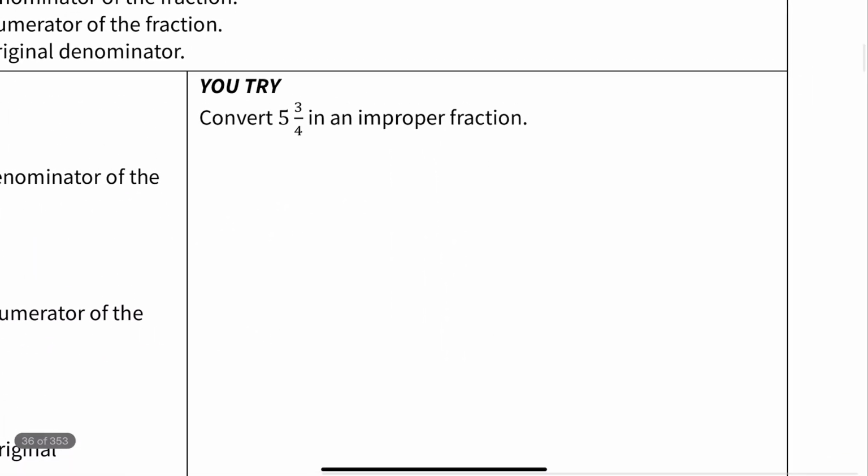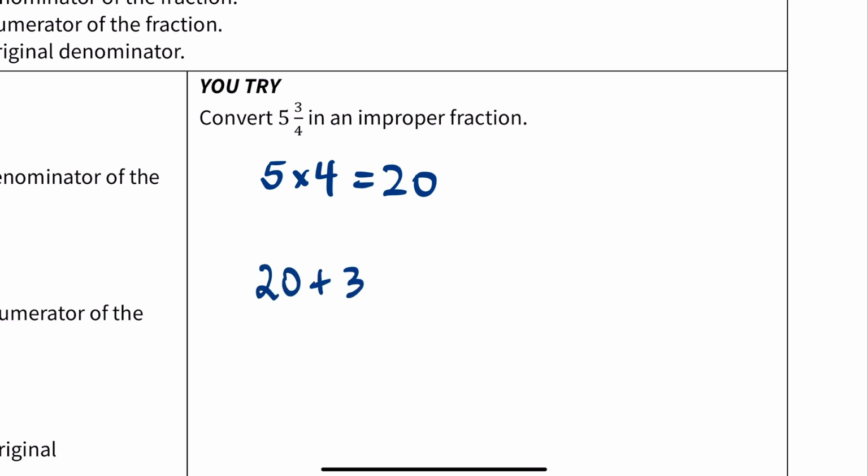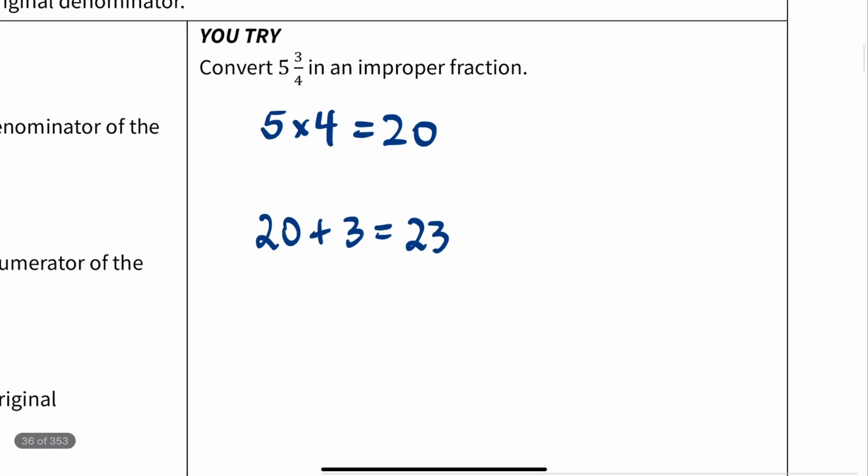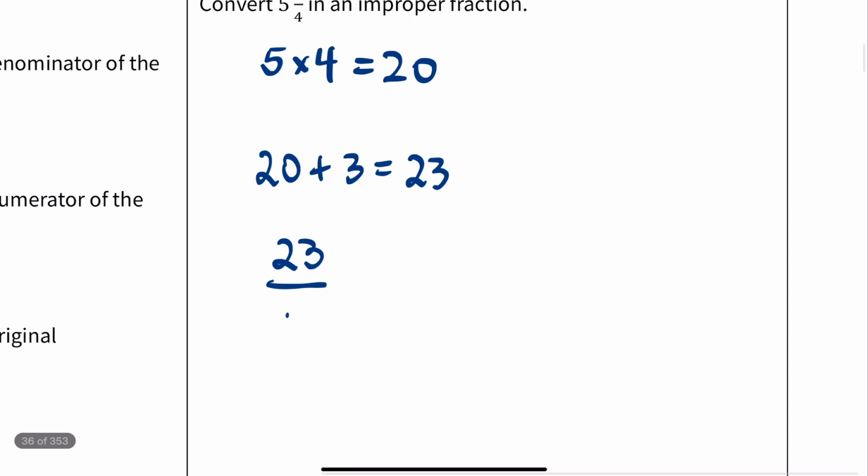So you try this one here on the right, 5 3/4, turn that into an improper fraction, pause the video. Okay, hopefully you had a chance to do it. Here again, following the steps, 5 times 4, whole number times the denominator, that's step 1. That gives you 20. Add that 20 to the numerator. 20 plus 3 is 23. And then step 3, write down that sum, 23, and over the original denominator, which is 4. So 23 over 4 is your answer.